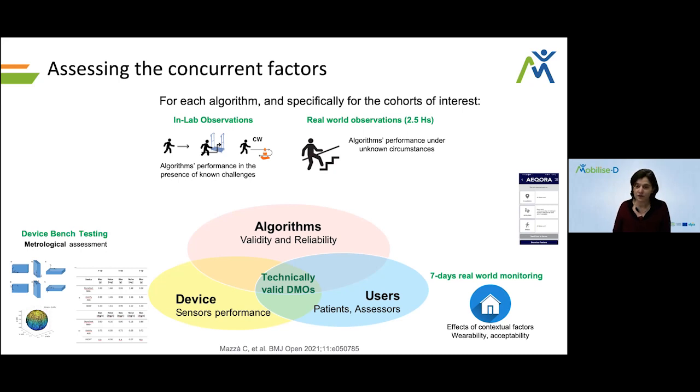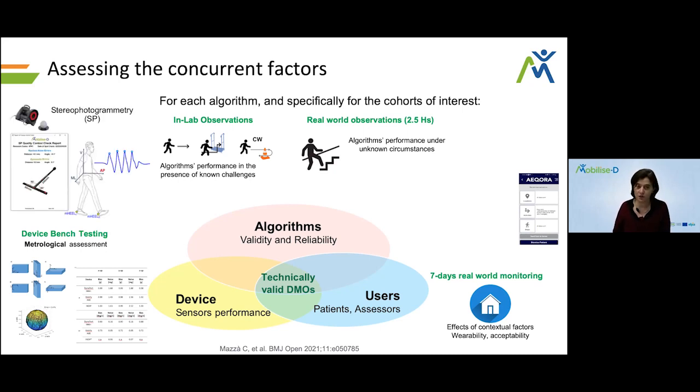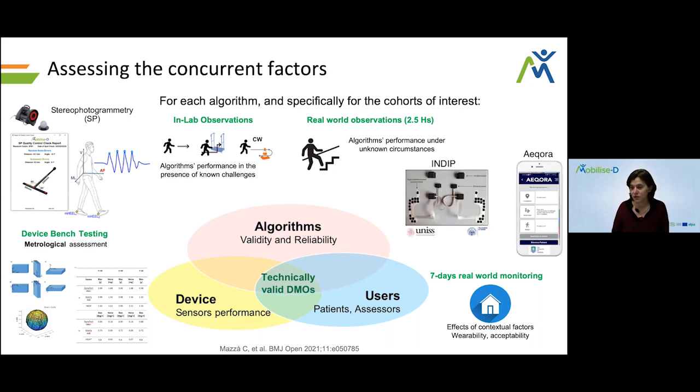For the in-lab observations, we have decided to use a motion capture system, and we will be discussing how we are implementing the procedures that will allow us to run a study that is reliable even when deployed in a multicentric fashion involving different labs with different equipment. And also we will be discussing the tools that we have developed for the validation in the real world, and in particular the INDIP system from the University of Sassari and the Polytechnic of Turin, and the Equora app developed at the University of Sheffield.